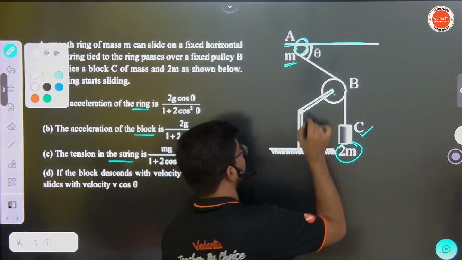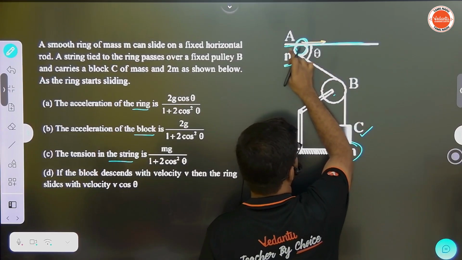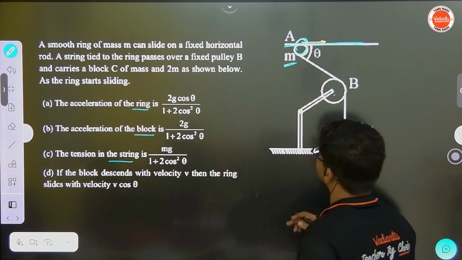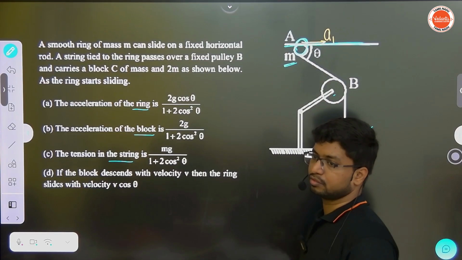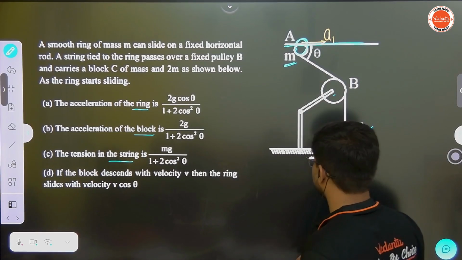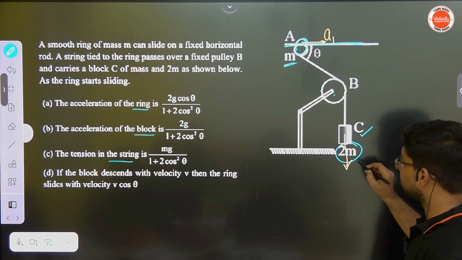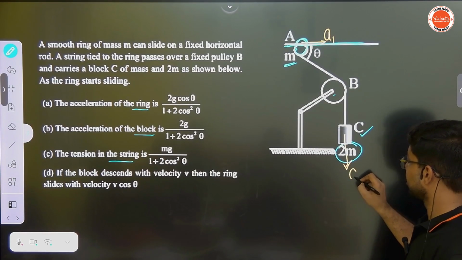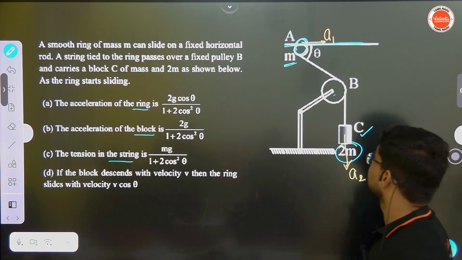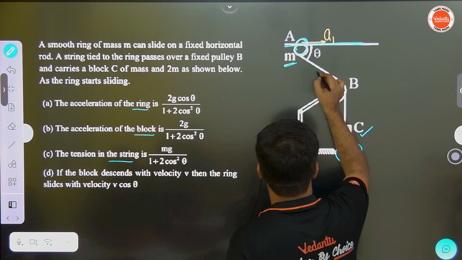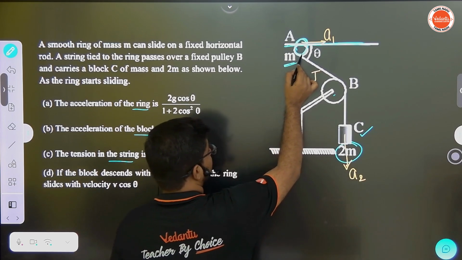Now look over here. Let us say the acceleration of the ring, since it can only slide on this horizontal rod here, I'll write it as a1 in this direction, right? And the block over here can move only in the downward direction. Let us say its acceleration is a2, right? Then let us assume the tension in the string is some T here. Now carefully observe.